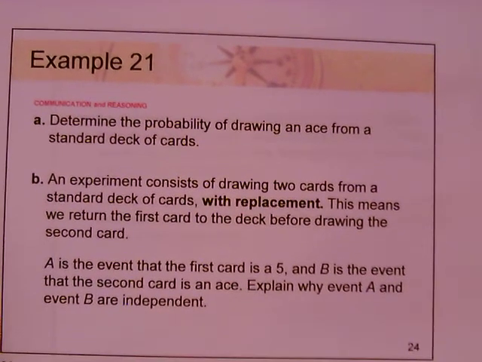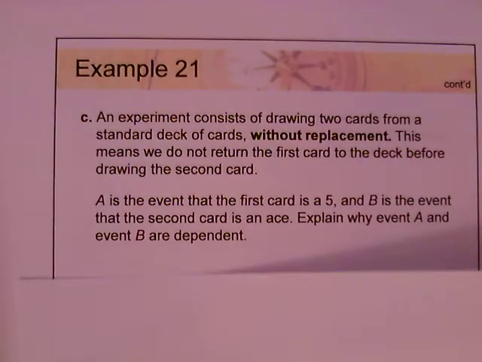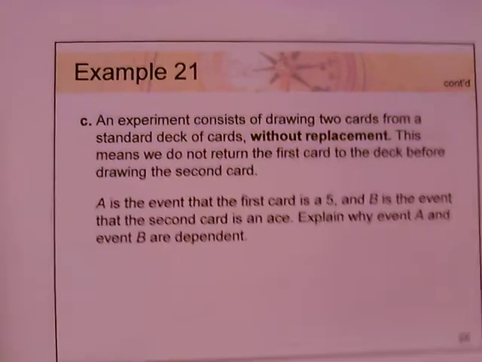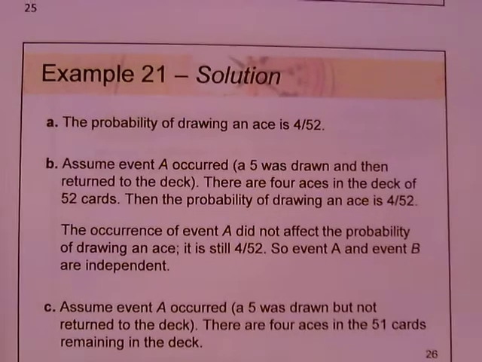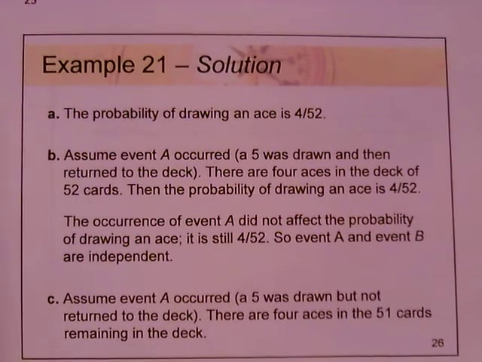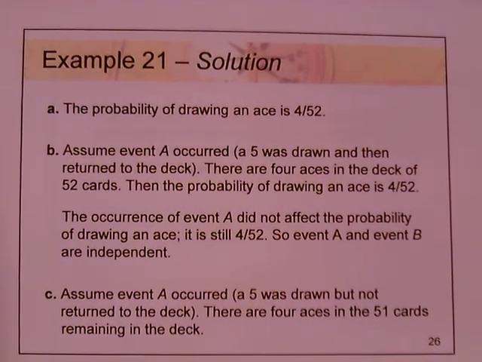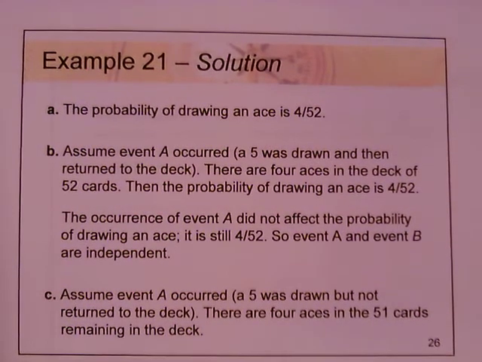Okay, now let's answer part A. I'll get to part C first, but let's answer part A on this particular slide here. The probability of drawing an ace is going to be 4 over 52. There are 4 aces in a deck of 52 playing cards.